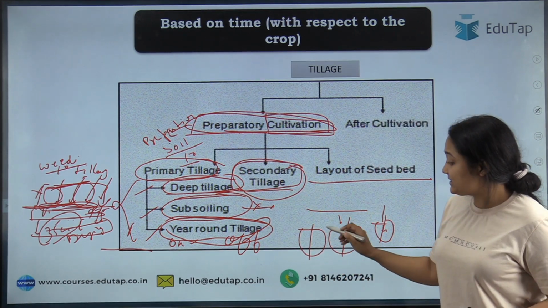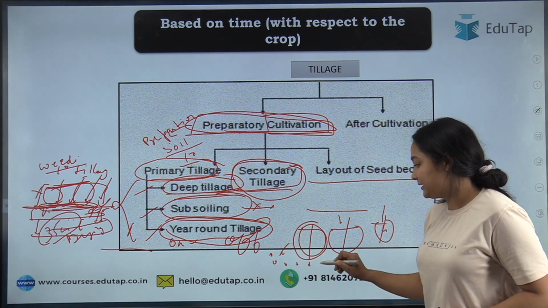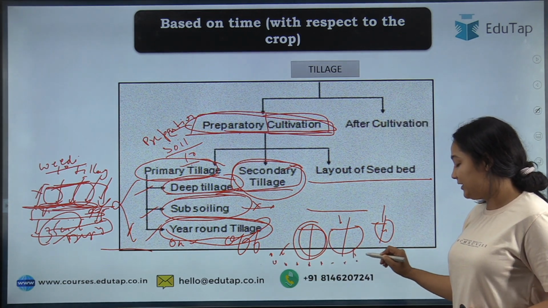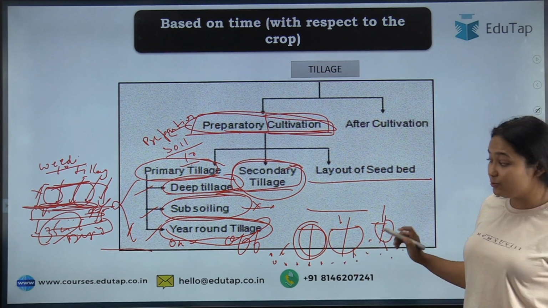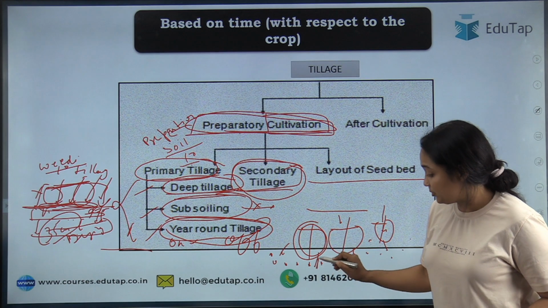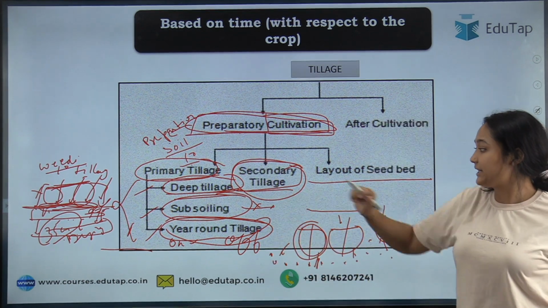So in secondary tillage, these big clods are broken down into small particles with the help of various farm machineries. Okay, or there are various tools. Now your plant root can penetrate easily after secondary tillage.